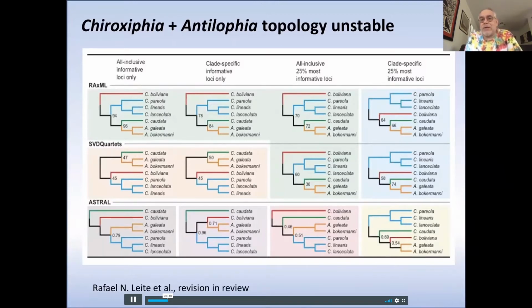I don't want to belabor the details of the methods used, other than to say this is some data filtering plus different methods. Different colors mean different topologies. Your takeaway from this is there's a lot of low support, these numbers, and a lot of different topologies. Almost half of the possible topologies for a rooted tree with 4 groups. We have really 4 groups that come together pretty solidly.